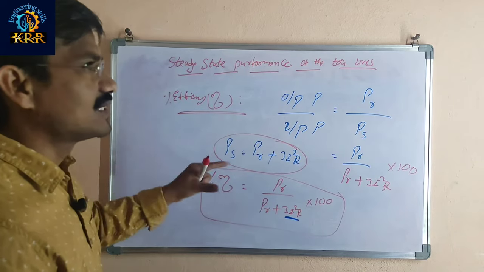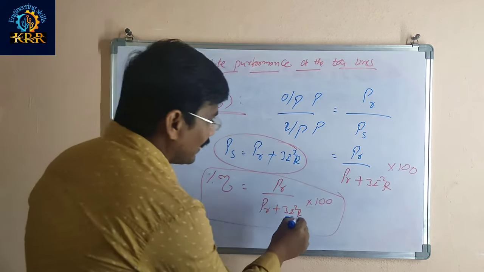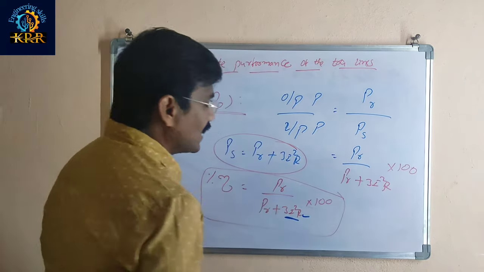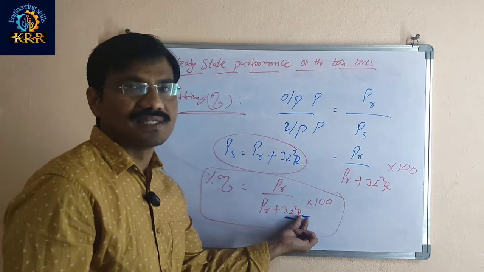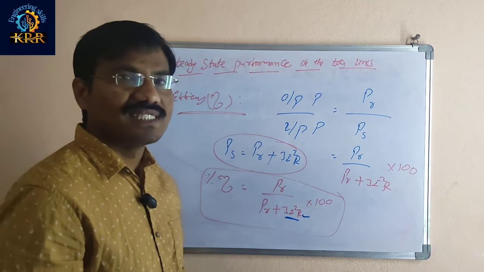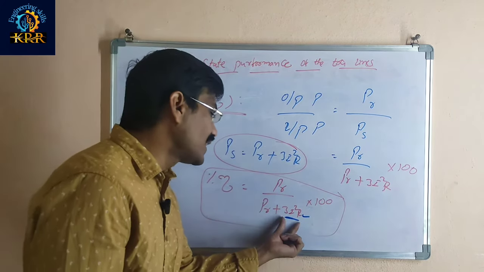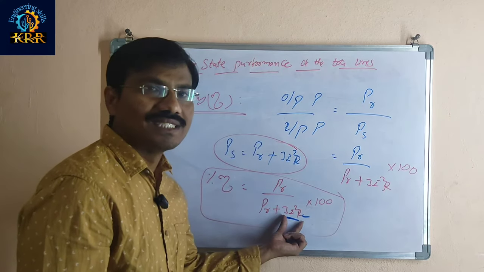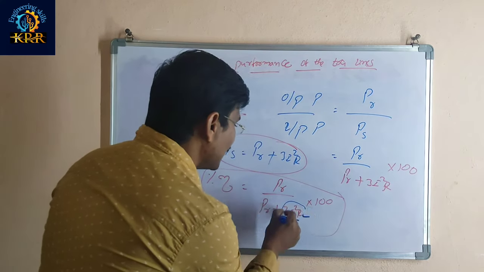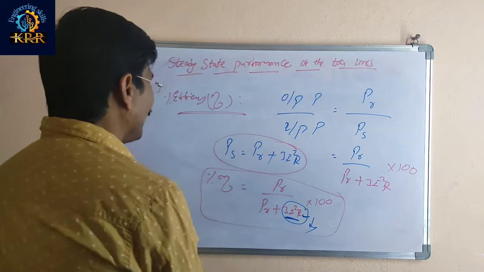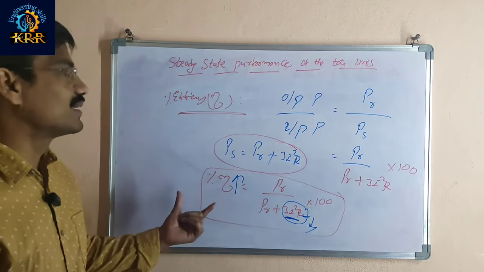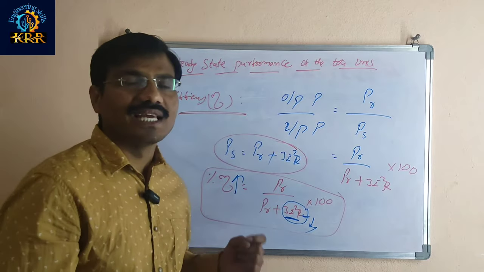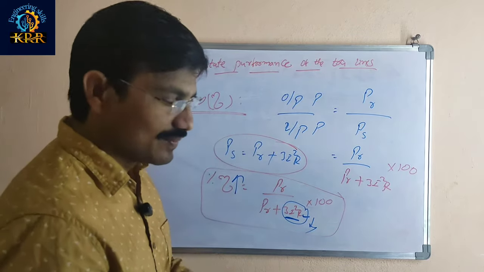depends on losses. The losses in a transmission line depend on resistance. In a transmission line, the resistance value is less, so the losses are also less. When the losses are less, you will get more efficiency. In a transmission line, the efficiency is increasing.